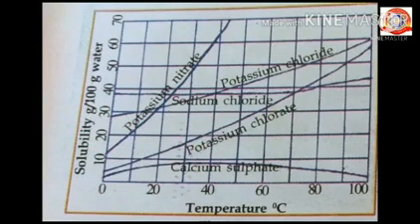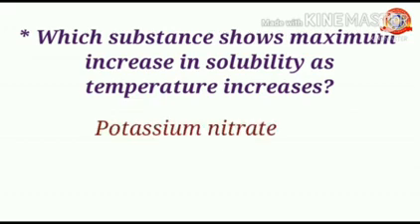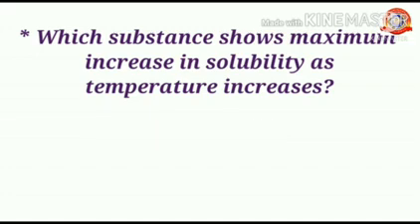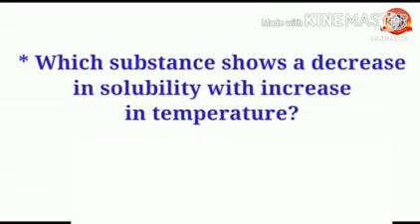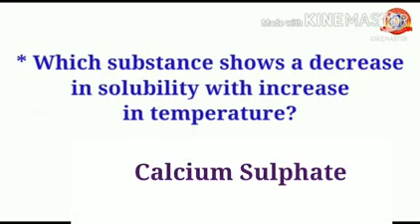On page number 168 of your textbook, there is a graph given that connects the solubility and the temperature of certain salts. From that graph, can you say which substance shows maximum increase in solubility as temperature increases? Yes, it is potassium nitrate. Which substance shows a decrease in solubility with increase in temperature? Yes, it's calcium sulfate.